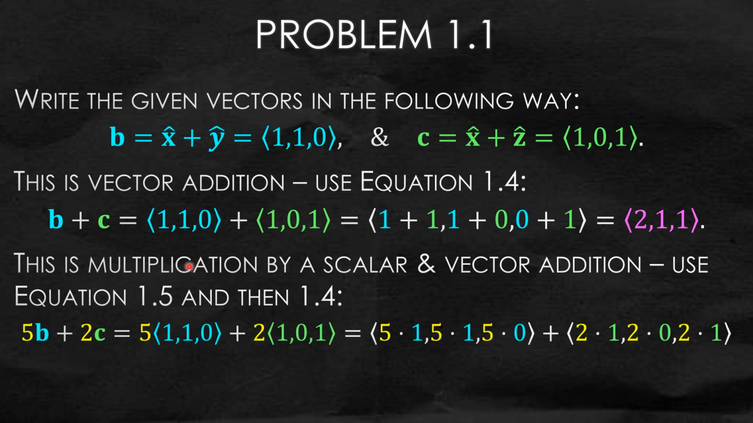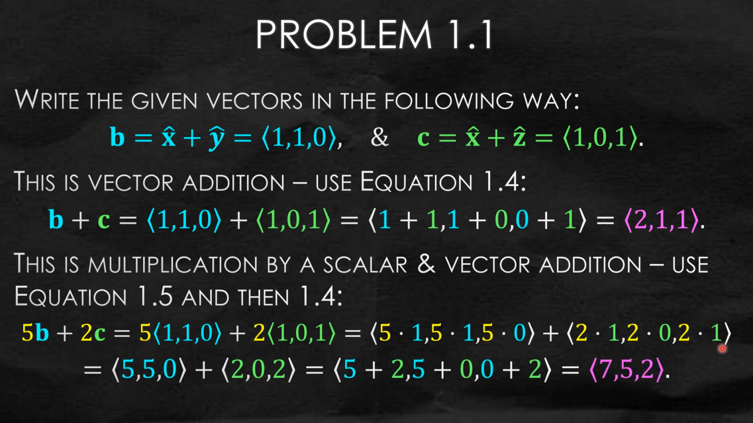So taking the lead, 5 times b plus 2 times c. We see our 5 in our component form vector, 2 in our component form vector. We distribute 5 to every component. 5 times 1, 5 times 1, 5 times 0, 2 times 1, 2 times 0, 2 times 1. From here, the result is two new vectors. So we get a 5, 5, 0 vector and a 2, 0, 2 vector, which is just a scaled version of the original vectors that we had, hence scalar multiplication.